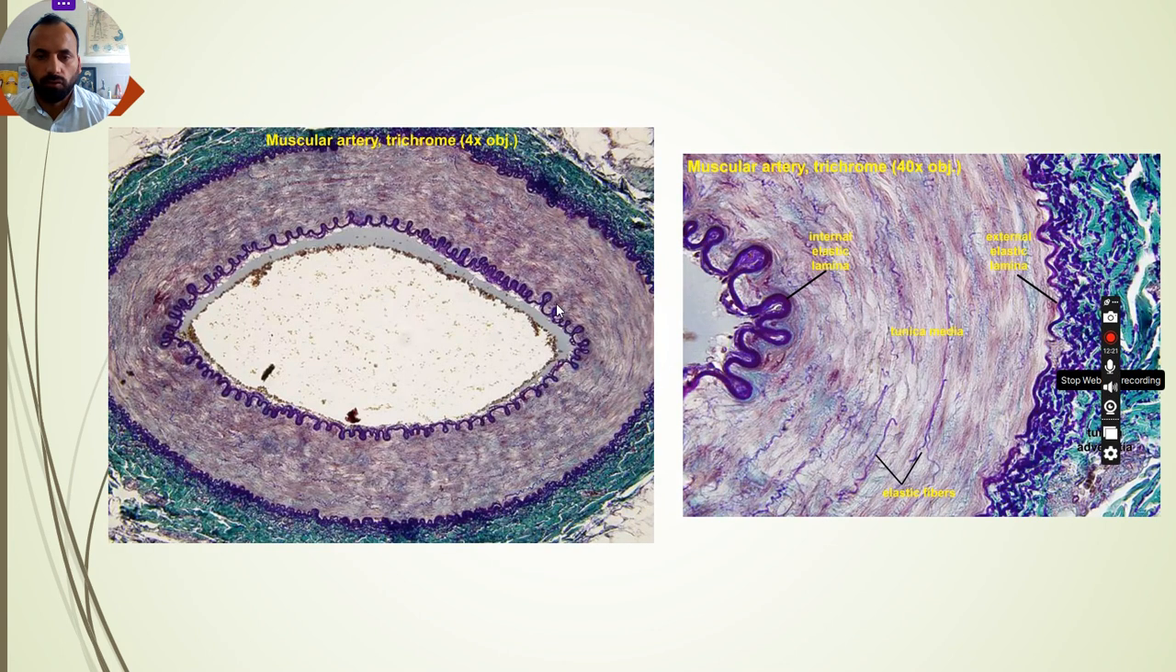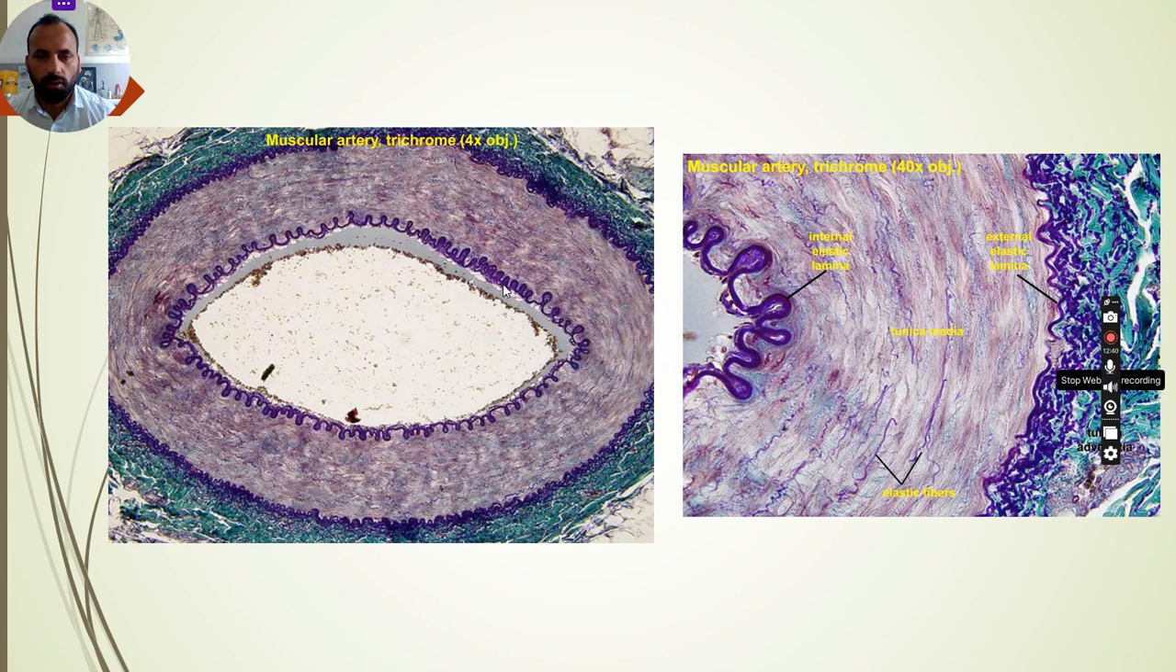So this is the trichrome staining of the muscular artery. This is the lumen of the muscular artery. This is the internal elastic lamina. This is the tunica media, so one cannot appreciate the elastic fibers there. Then this is the adventitia, and this purplish layer is again the external elastic lamina.